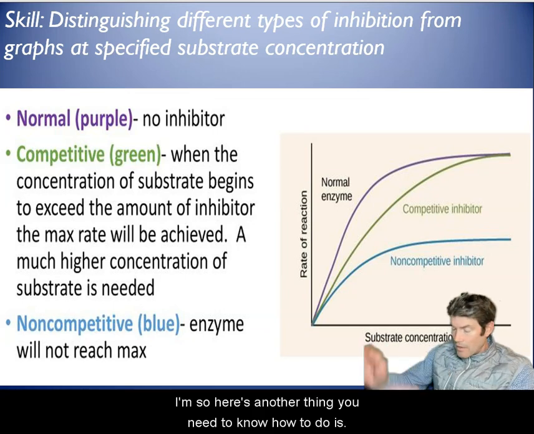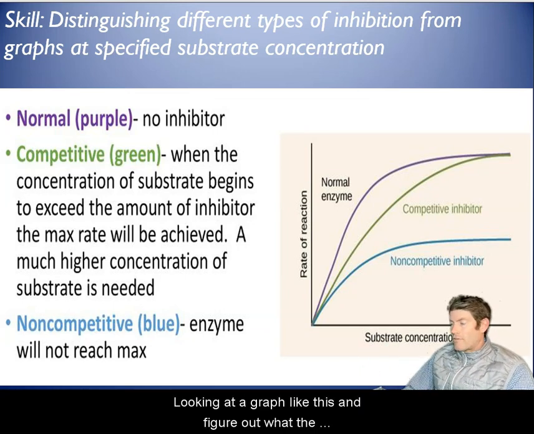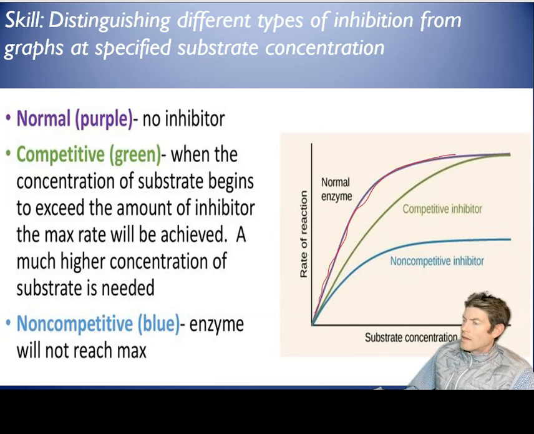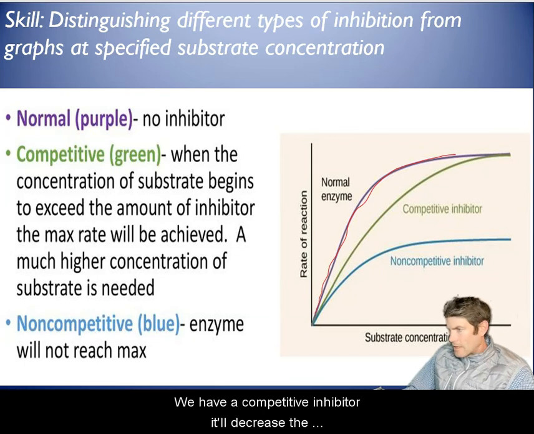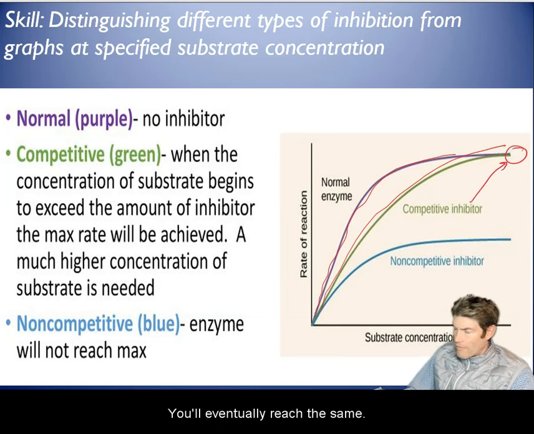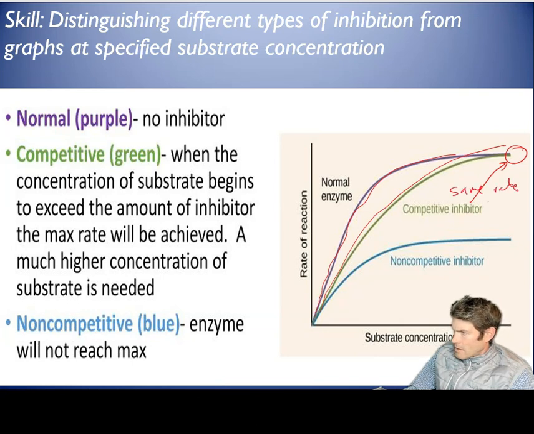So another thing you need to know how to do is look at a graph like this and figure out what the normal enzyme rate is. We see a high rate, and that kind of levels off. When you have a competitive inhibitor, it'll decrease the rate, but it'll be pretty similar. You'll eventually reach the same rate, the same level of reaction, as without inhibitor.